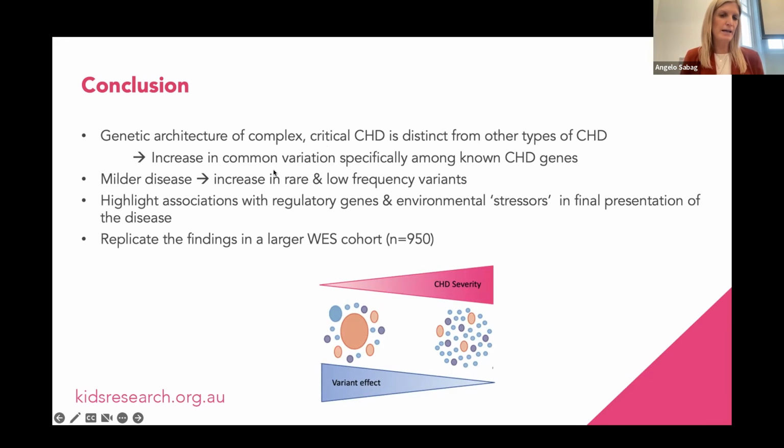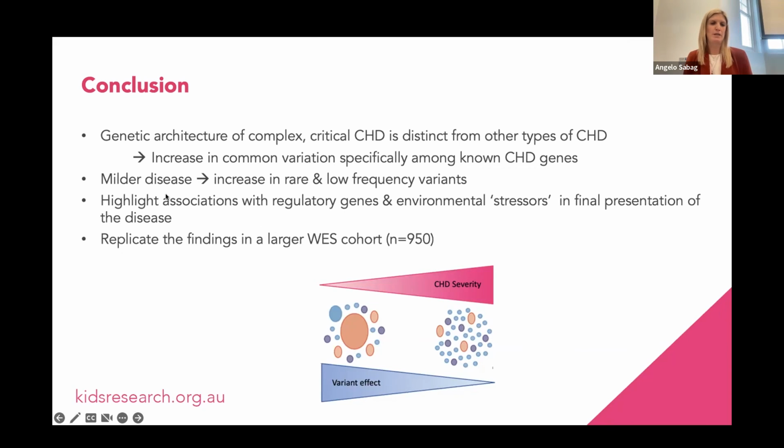And I've tried to highlight that here in the diagram. I know it's quite a complex topic to grasp, but essentially as your disease increases in severity, you have a genetic makeup which looks a bit more like this, with a lot more common variants contributing to the final disease presentation. If you have milder forms of disease, you have rare and low frequency variants of greater effect that seem to be contributing to that disease.